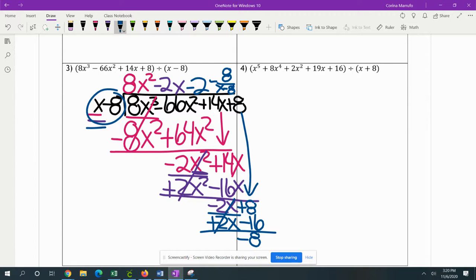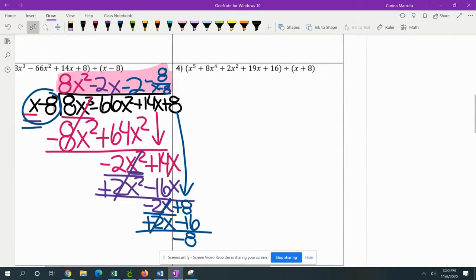Okay. My answer is not going to fit on here if I try to write it. So I'm just going to go ahead and highlight this. This would be our final answer. Okay, and the last example.